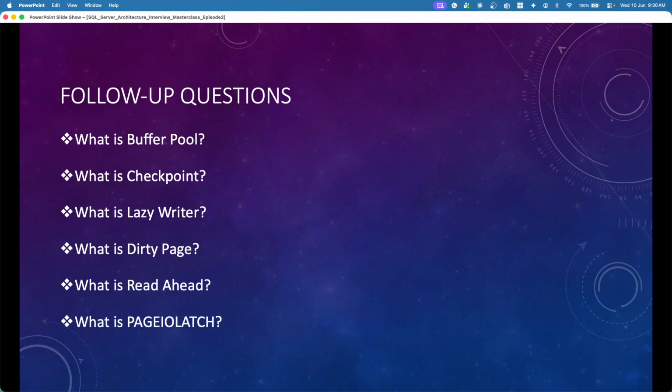So what is buffer pool? What is checkpoint? What is lazy writer? Obviously we will get these questions because these are all SQL Server internal components. What is dirty page? What is read ahead? What is page IO latch? Sometimes this page IO latch will come at the last during performance tuning interviews, when they are asking about the performance part. But these follow-up questions will come in this SQL Server architecture because these are all the internal components.